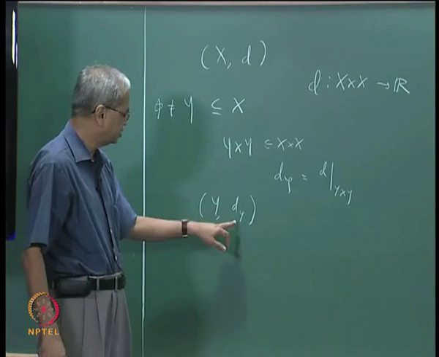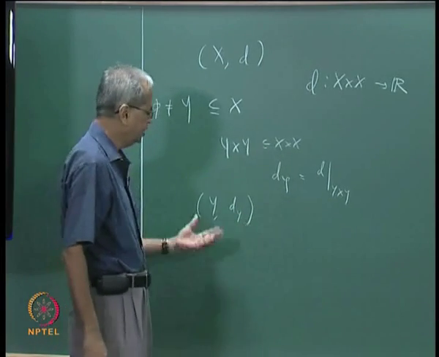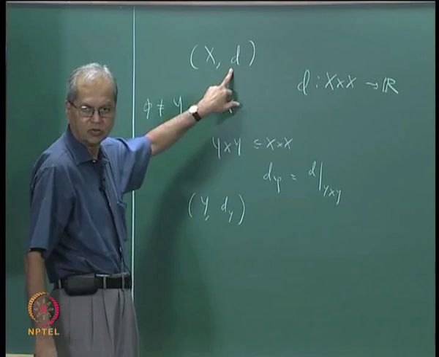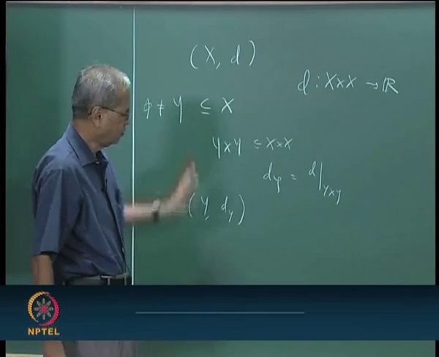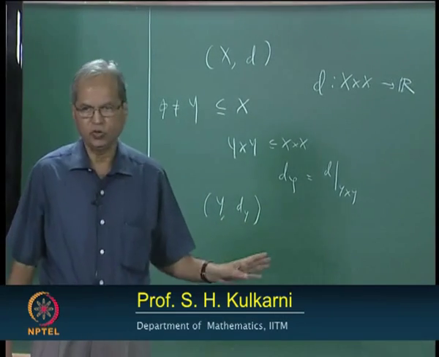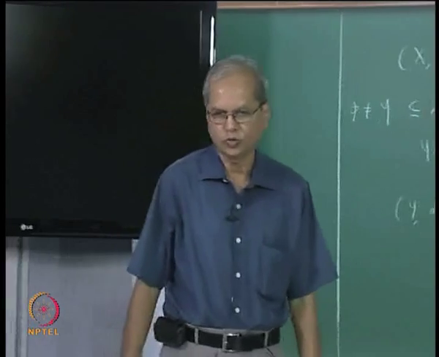So this metric d suffix Y, which is a restriction of d, is called an induced metric, the metric on Y induced by this metric on X. Alright. So this is one way of constructing a new metric space, that is, you can regard a subset of a given metric space as a metric space in its own right.